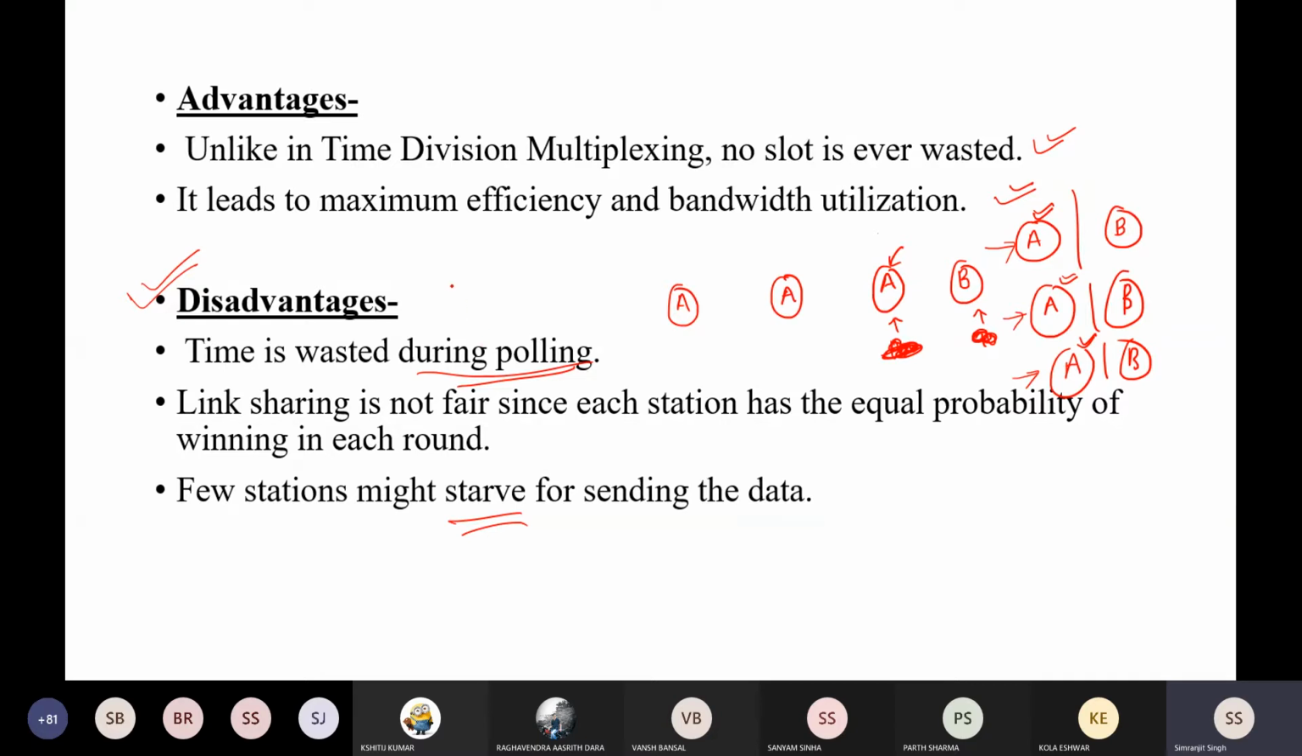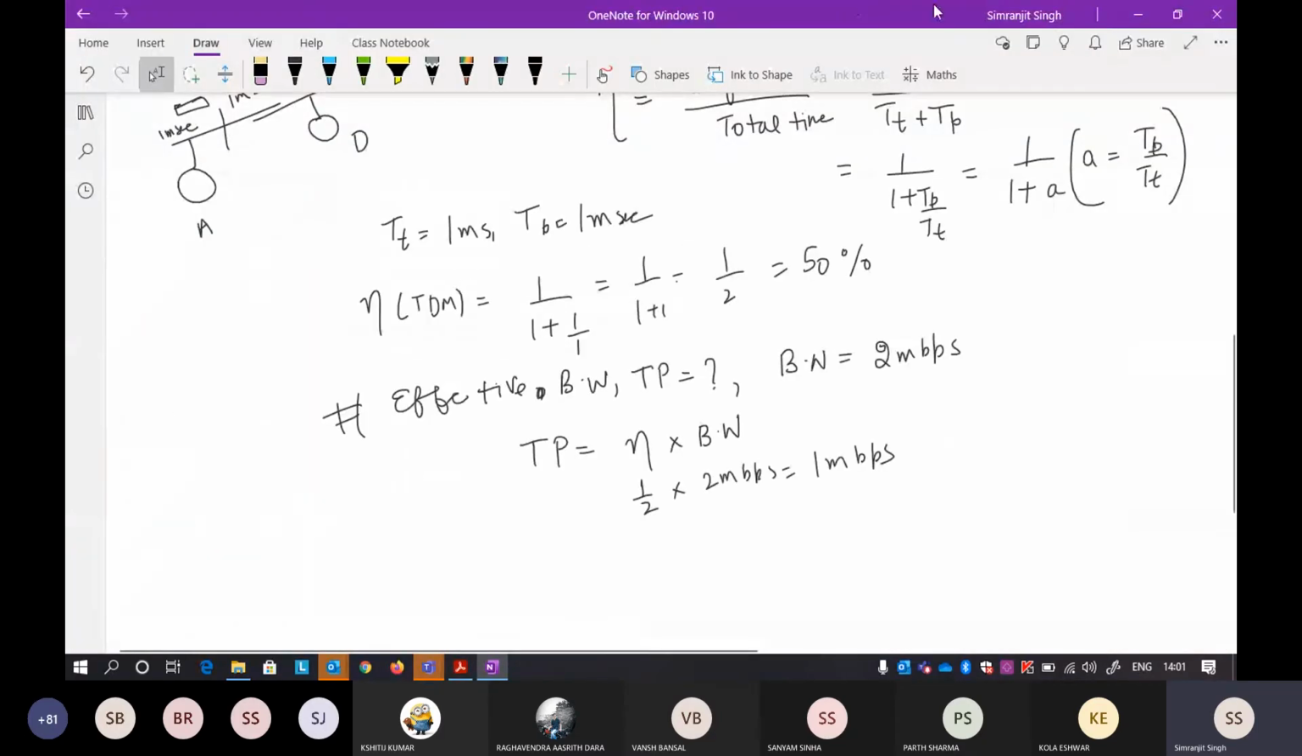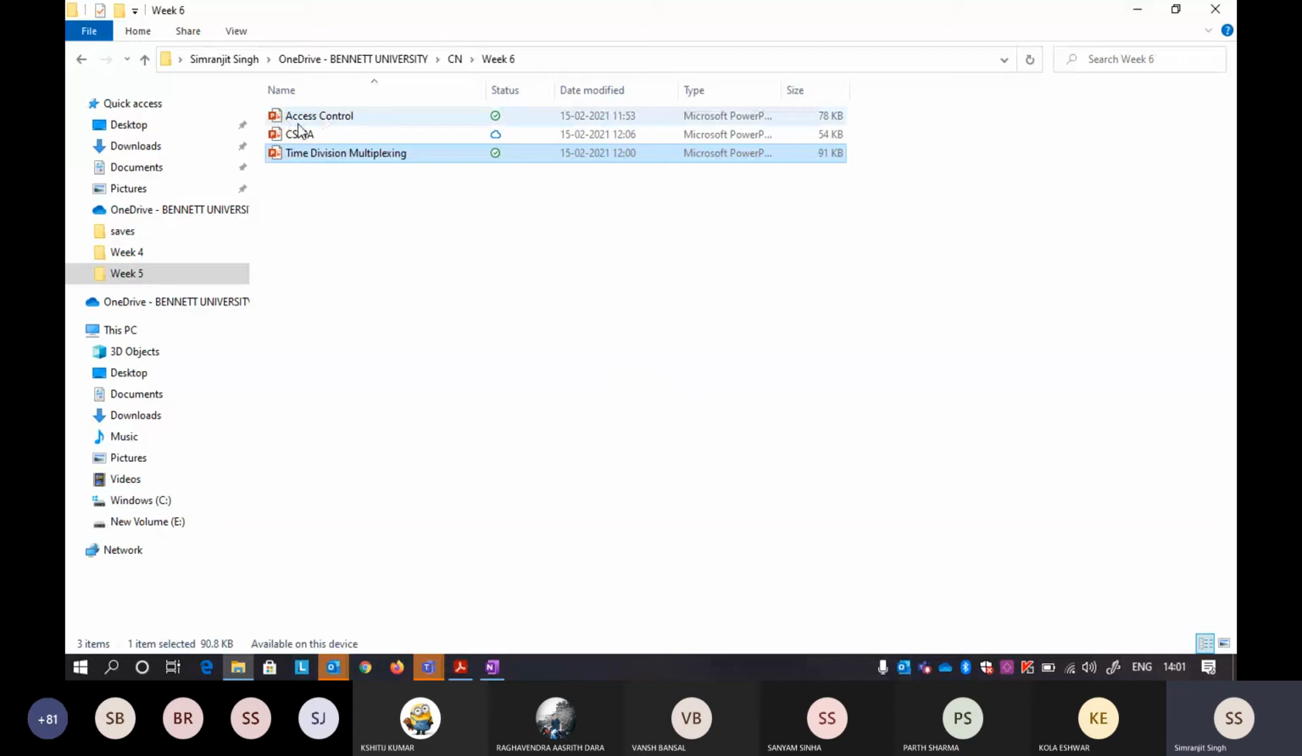Okay, so for that we found another approach, that is CSMA/CD. That is the main algorithm here. It is one of the most popular algorithms here.